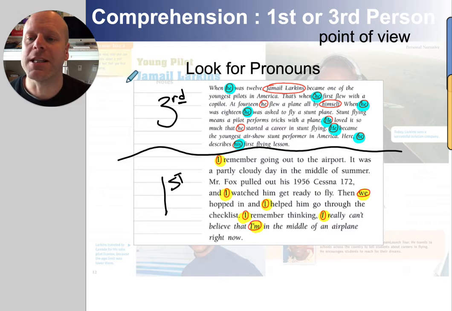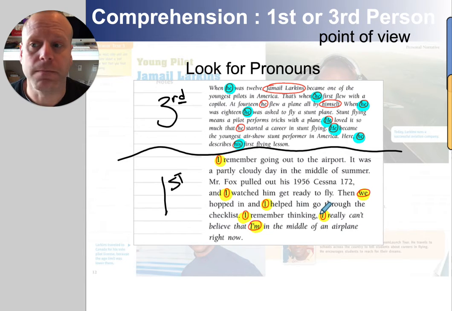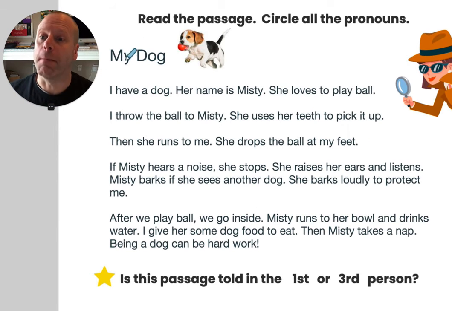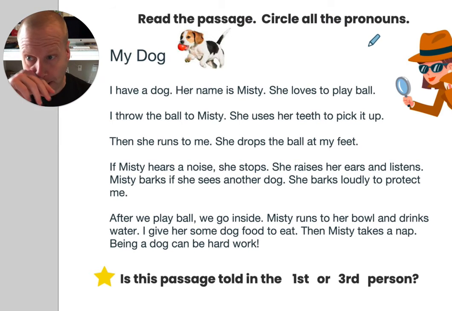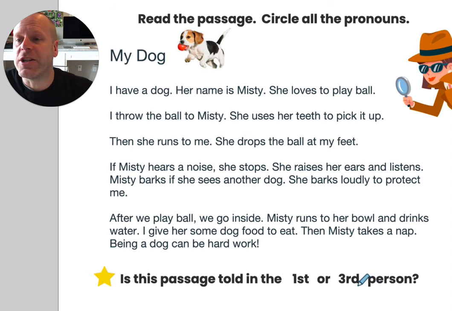So this first one, someone was outside looking in. This second part, someone was inside telling about the story they had. Okay? Now, what I would like you to do for me is I have a story. It's called My Dog. I would like you to read the passage and go through and circle all the pronouns that you can find. Okay? Is this told as a first person story or is it a third person story? Okay? Is the person in it or are they just watching?